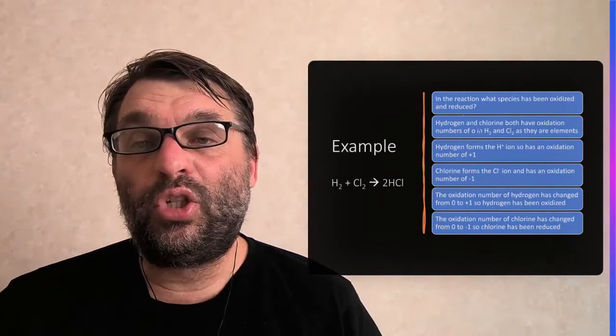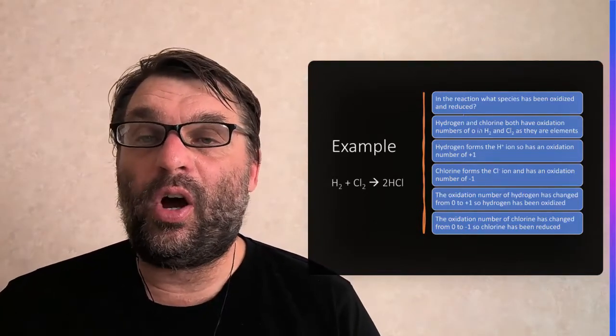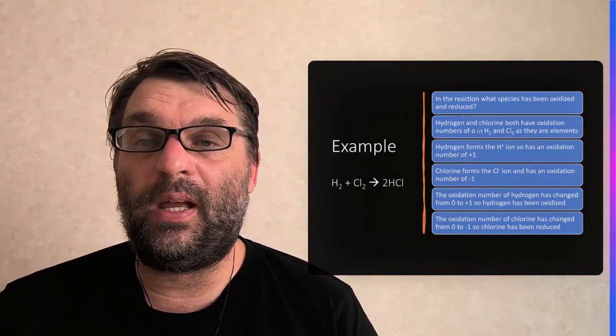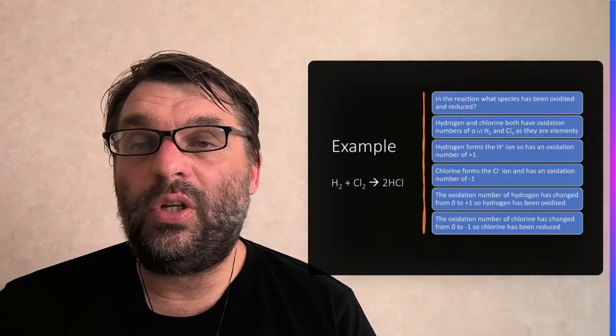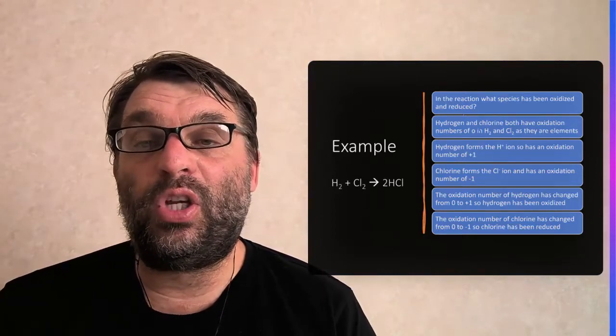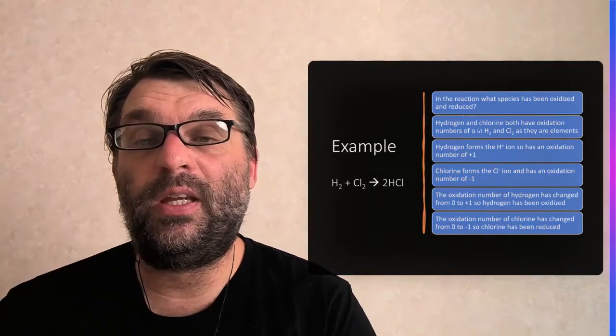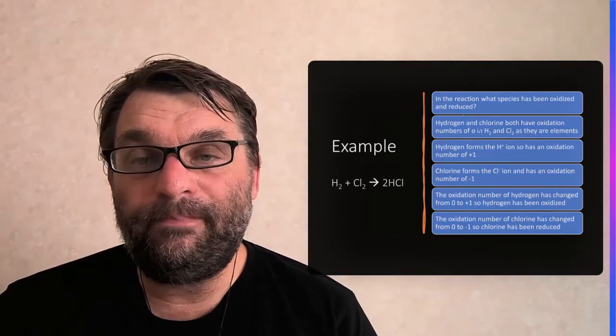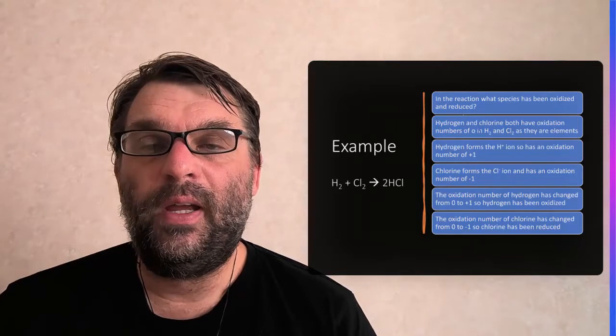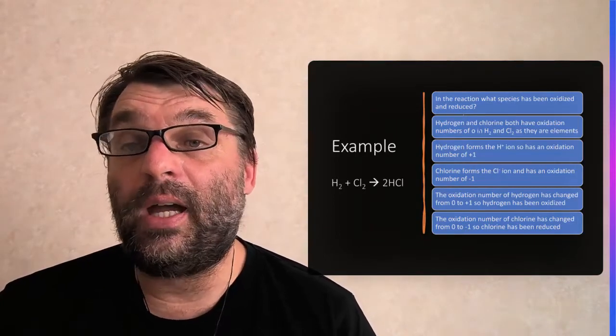Okay, so in terms of your internal assessment, you can either use oxidation as being the loss of electrons and reduction being the gain of electrons, or you could say, well, using oxidation numbers, a species' oxidation number has gone down, it's been reduced, and if it's gone up, become more positive, it has been oxidized. Both are acceptable.